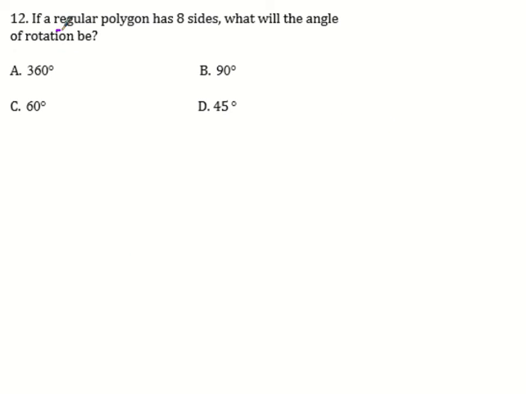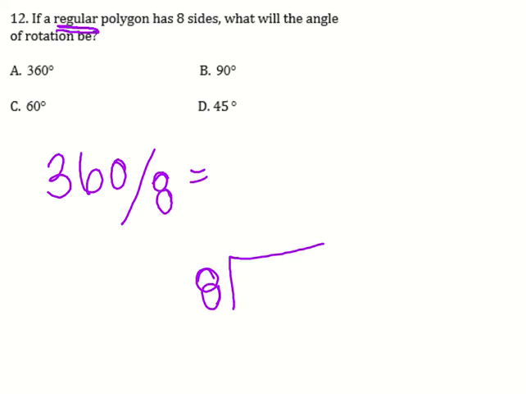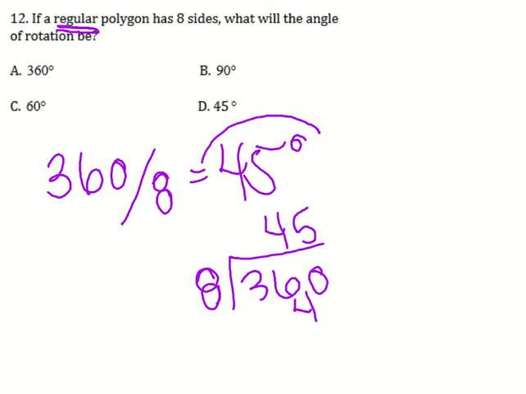A regular polygon has 8 sides. What will the angle of rotation be? Because it said regular, I can automatically do 360 divided by 8. Let's do our math here really quickly: 8 into 36 is 4, with 4 left over. 8 into 40 is 5. So we would have an angle of rotation of 45 degrees, which would be letter option D.